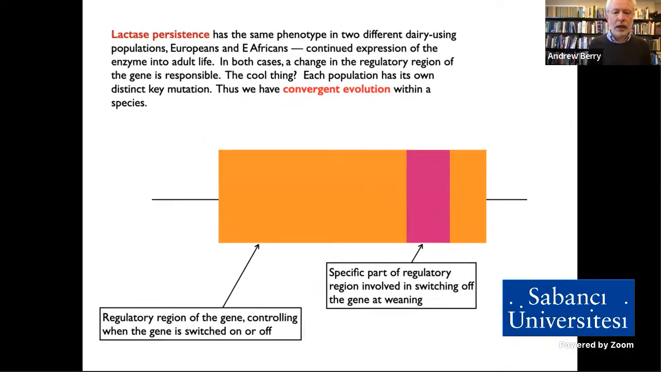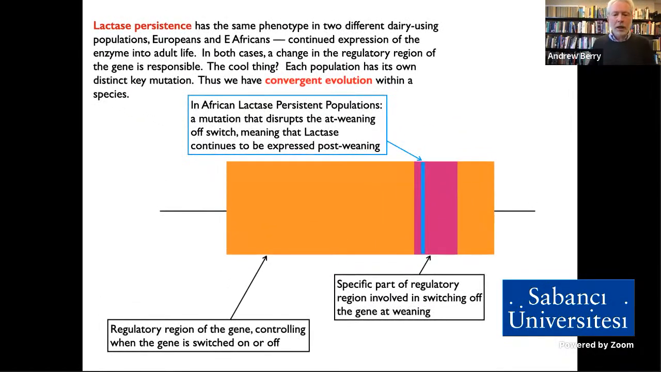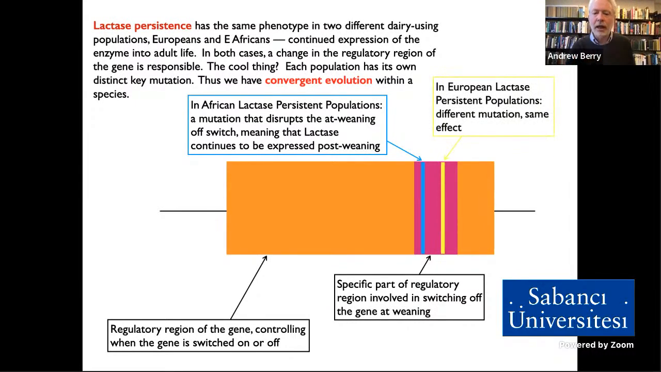Now let's look here. Here in blue, we see a mutation which has disrupted that regulatory region in African populations, only in African populations, okay, to keep lactase switched on. Now, let's look at the European situation. It's in the same region. It does exactly the same thing, namely keeps lactase switched on, but it's a different mutation.